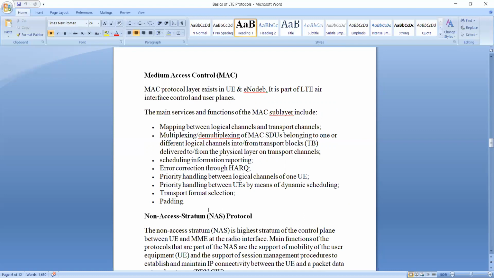So there are many channels in LTE. How the priority will be given from one channel to another channel is decided by the MAC layer. Every channel has certain types of data to transfer. So the MAC layer will decide which channel has to come first or which channel has to come later. It depends upon the priority, and that priority will be given by the MAC layer.